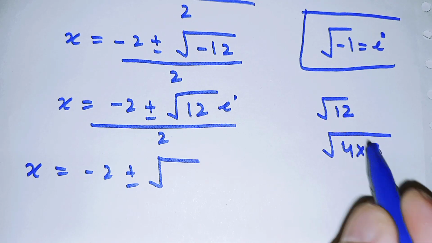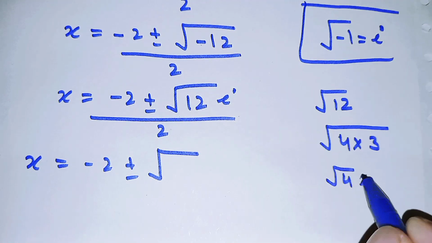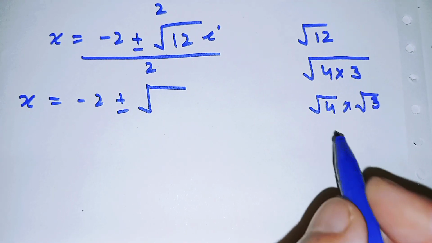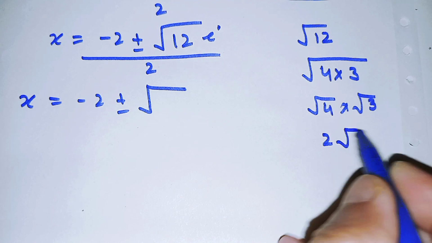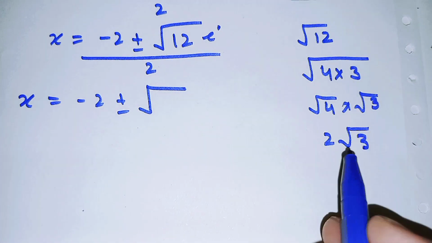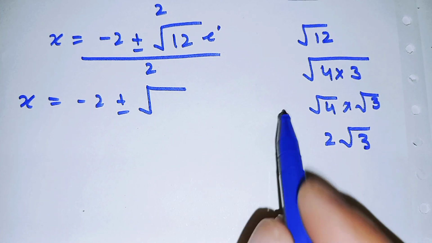4 multiply 3 is equal to 12. And now the square root of 4 multiplied by the square root of 3. This 4 can be written as 2, and the square root of 3. So here we can write this square root of 12 as 2 square root of 3.